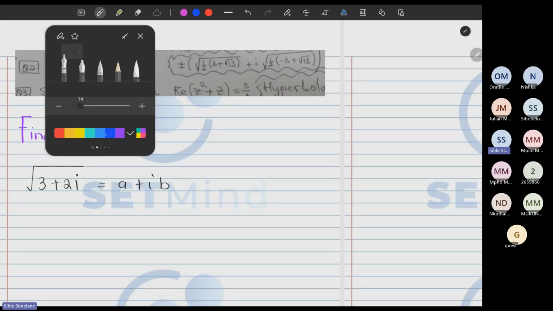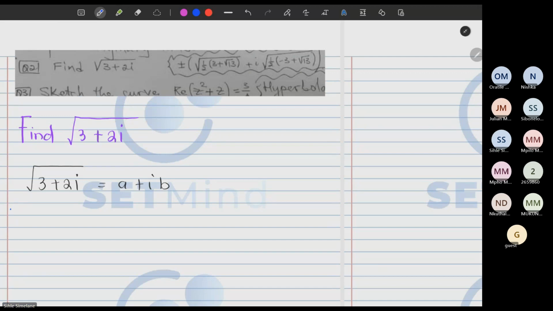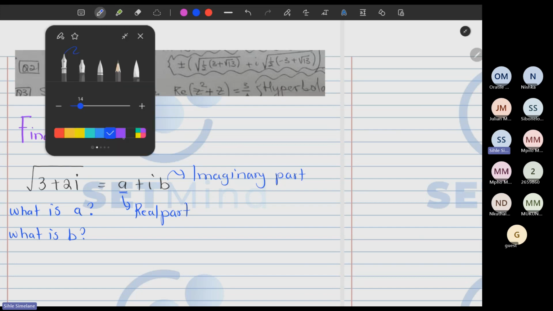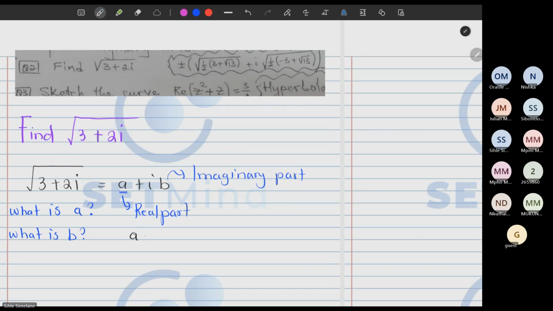If we rephrase the question, essentially what we are trying to answer is what is a, which is the real part, and what is b, which is the imaginary part. So we are trying to figure out what is a and also what is b. But before we start, I want to remind you that a is a real number.